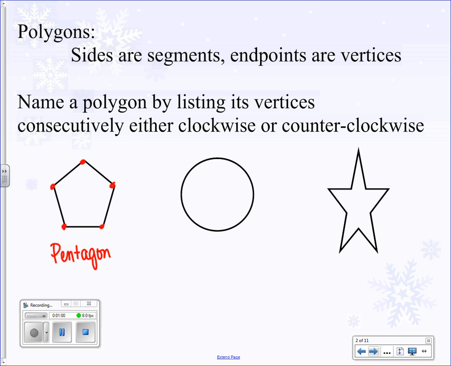Our next figure is not a polygon. It's obviously a circle, but because it has curved sides, circles are not polygons. The star figure is a polygon, and we can name it according to its vertices as well. Don't forget to include vertices that go in towards the polygon because this polygon is concave. So we have 1, 2, 3, 4, 5, 6, 7, 8, 9, 10 vertices or sides, making this a decagon.